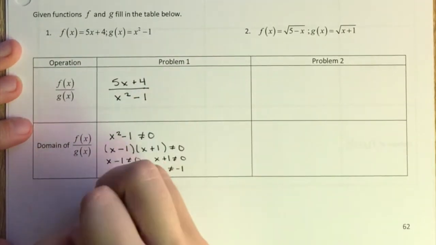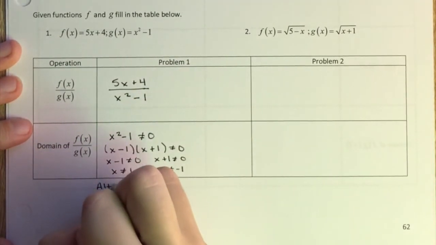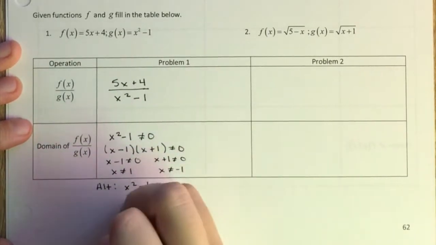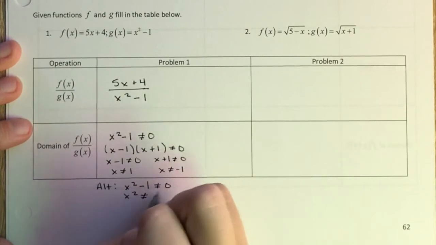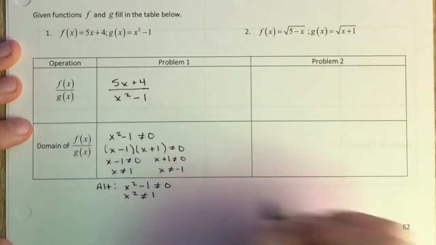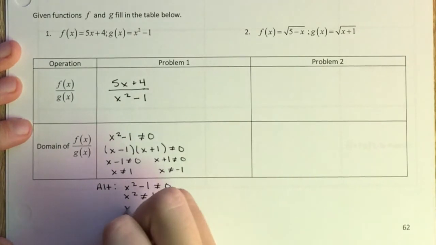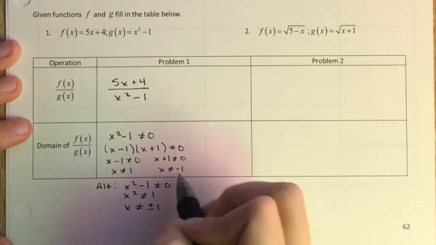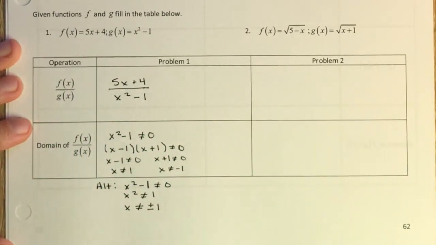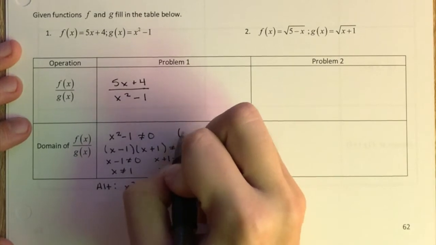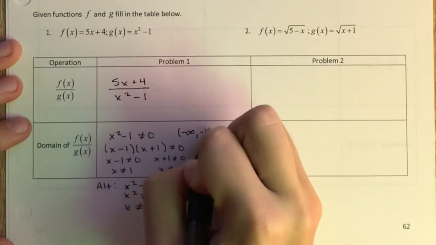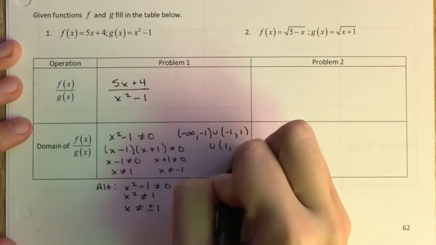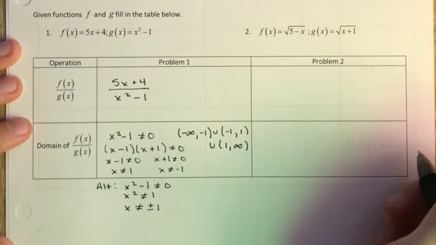The alternative way to solve that would be to bring the 1 over and then take the square root of both sides, which would mean that x would be plus or minus 1. So both gave us plus or minus 1. We don't want x to be plus or minus 1, so our domain is all real numbers. We take out negative 1. We also take out positive 1, and then continue to infinity.